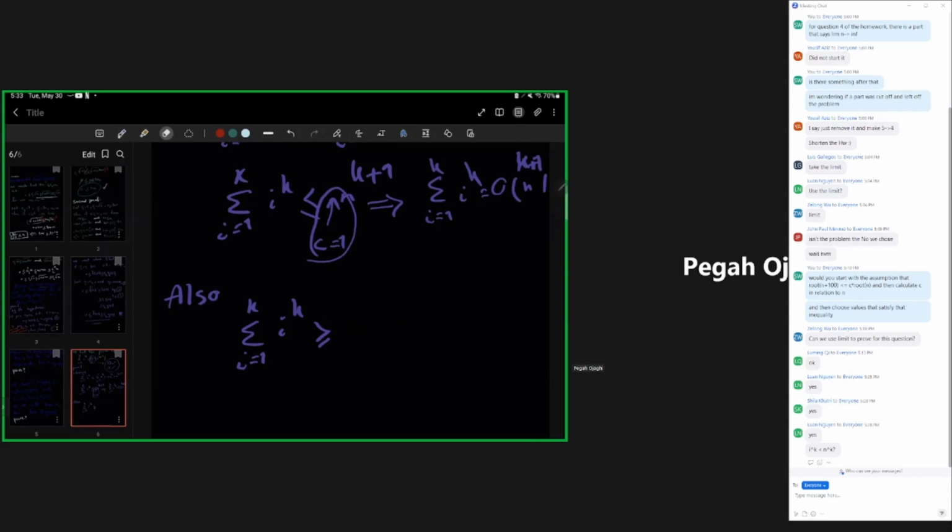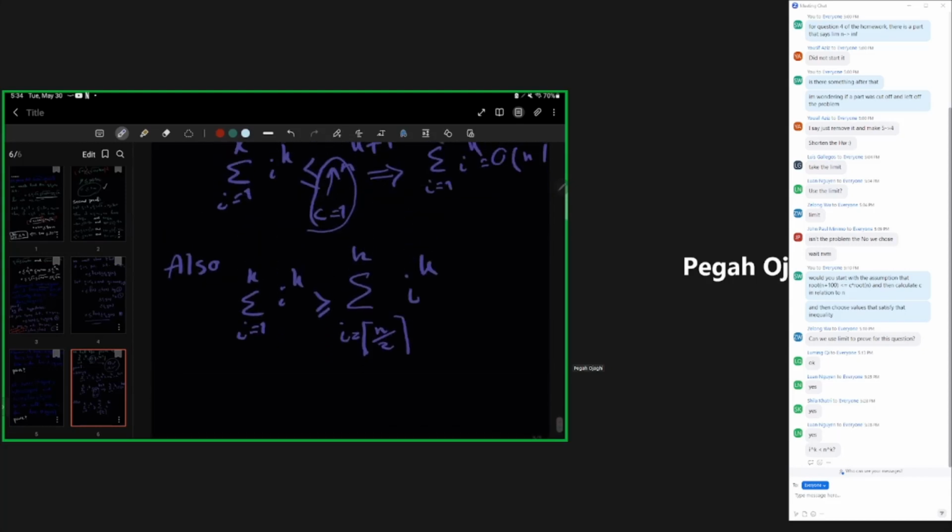I know this based on what I wrote here. Consider this summation of i^k. If it starts from 1 to k, it is going to be bigger than a summation starting from something in the middle. Instead of starting from 1, for example, start from i equal to floor of n over 2. If I do summation from 1 to 10, it is going to be greater than summation from 1 to 5. So I just put this one, and this is going to be greater.